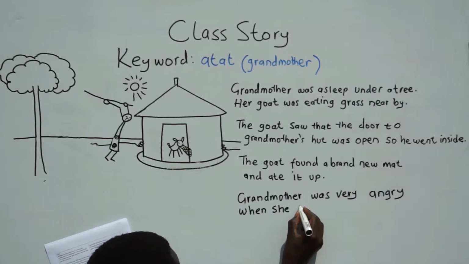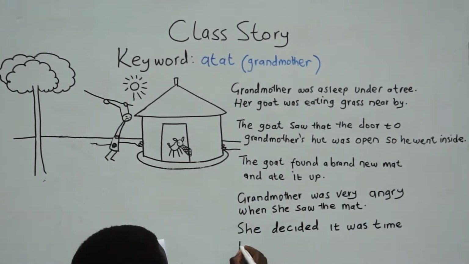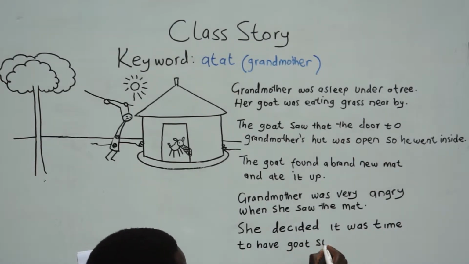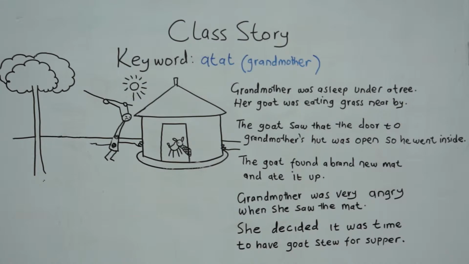The story starter you did with your pupils will give you your answer. Grandmother was very angry when she saw the mat. She decided it was time to have goat stew for supper. And so, our whole story looks like this.